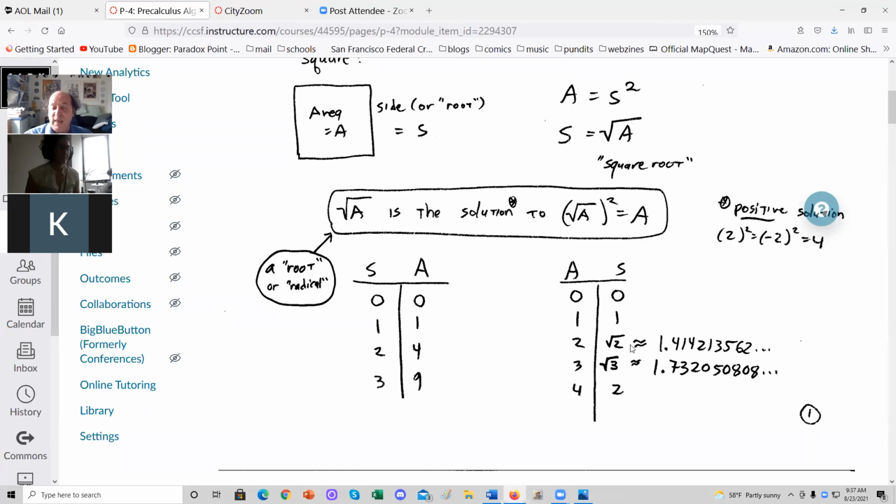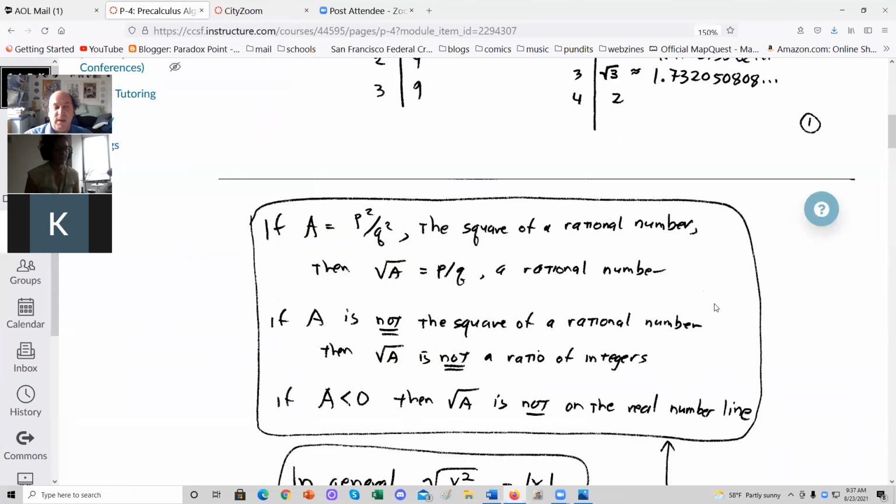Square root of 2, what's that? Well, there's an approximation: 1.414213562. That's to 9 decimal places. Square root of 3 is about 1.732050808, again to 9 decimal places, but it goes on indefinitely.